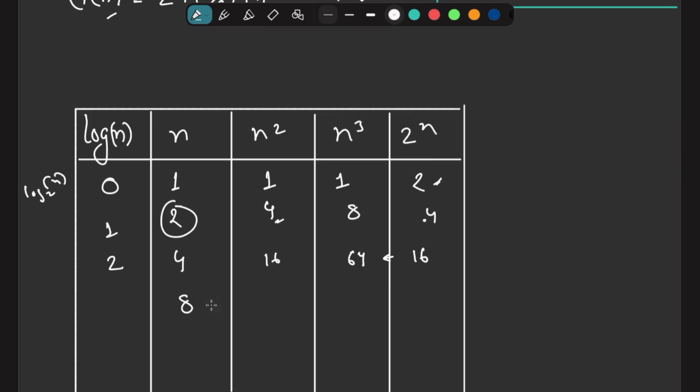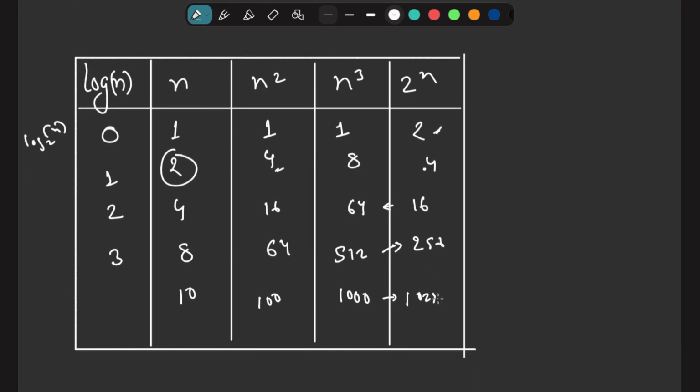Now let's take n equal to 8. n square will be 64, n cube will be 512, and 2 power n will be 256. Still we can see this is lower, and log n will be 3. Now let's take n equal to 10. This will be 100, this will be 1000, and 2 power 10 will be 1024. Now 2 power n got bigger, and it is just 24 units bigger than n cube.